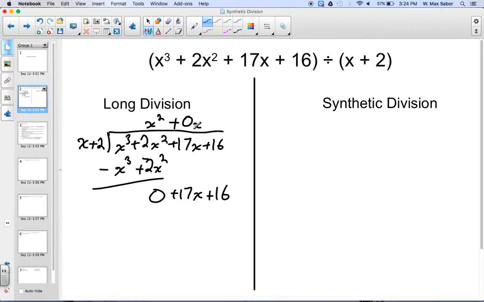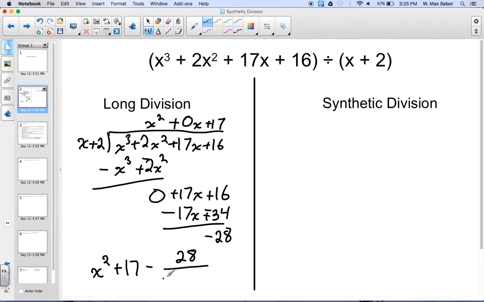How many times does this go in? 17 times, because 17 times x will give us 17x. And then this will become 34, because 17 times 2. Subtract each of those, and 16 minus 34 is negative 18. So our final answer, based off of this, is x squared plus 17 minus, and then we put our remainder over x plus 2.